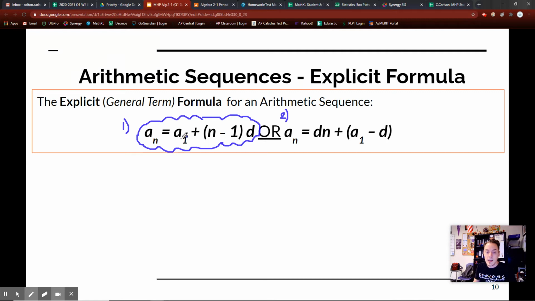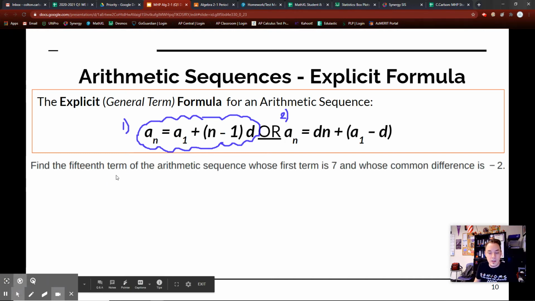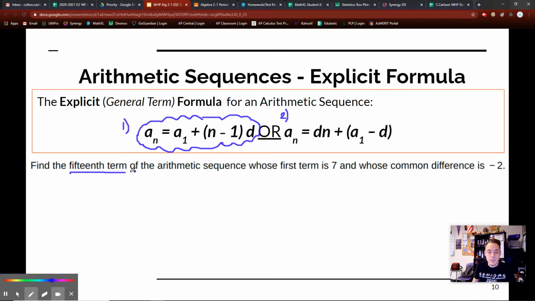I'll do both in the first example. Both will get you the right answer. But I mainly use this one right here, and because I'm going to use this one, I will more than likely not do this one ever again. But do they mean the same thing? Yes, they do. So find the 15th term of the arithmetic sequence whose first term is 7. Common difference is -2.